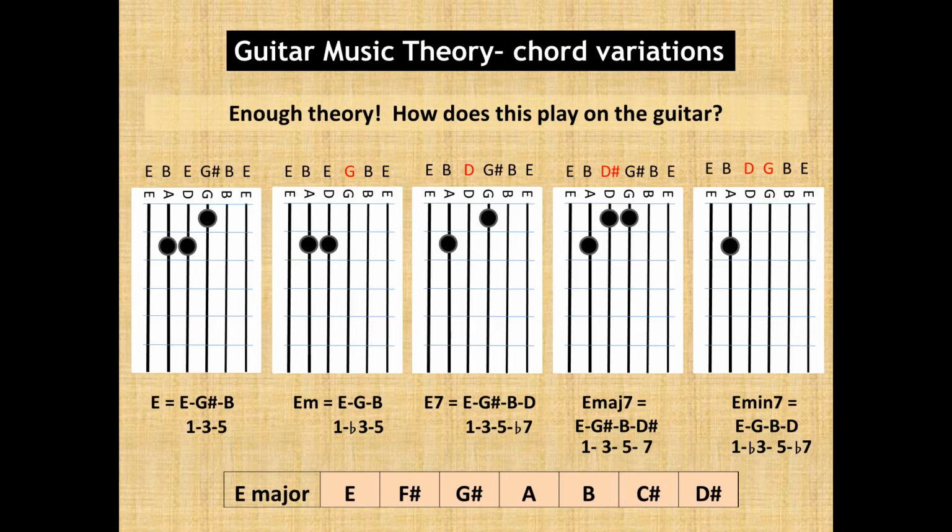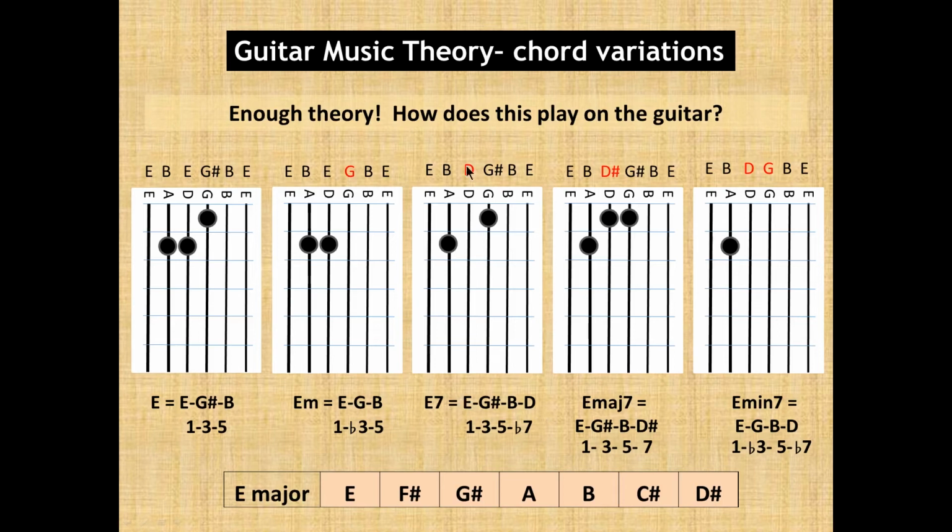E minor is the same situation, but remember the only thing that changed between E major and E minor was flatting the third, or going from a G sharp being played to a G being played. So what I've done here is indicate what is different in the notes that we're playing in this chord form from the E major chord form. And it's the G sharp got turned to a G. Okay, now let's talk about the E7.